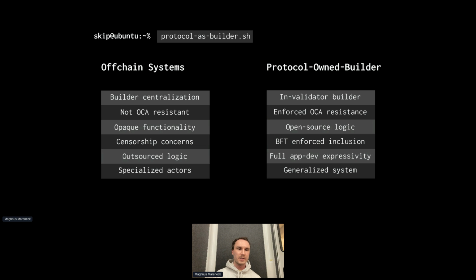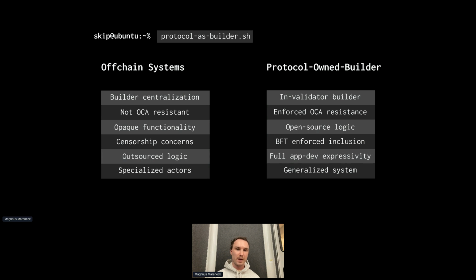Another property of off-chain systems is they're generally not OCA resistant. So you saw this with PBS when PBS fully went down during the FTX collapse. It's very hard to construct systems where there's not a better deal that can be had by working with an off-chain provider. Whereas in a protocol-owned builder, it's enforced OCA resistance, which means that it's impossible to create a proposal that is not according to the rules of the protocol.